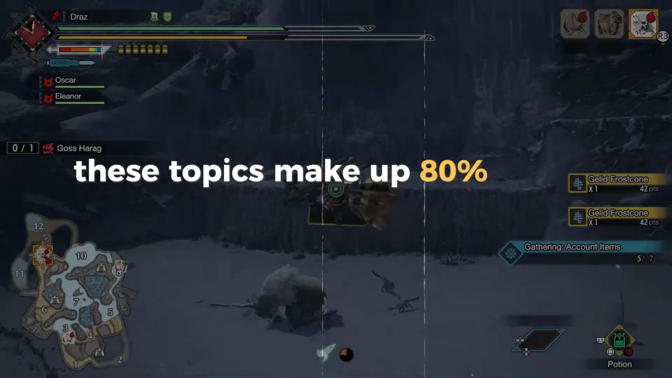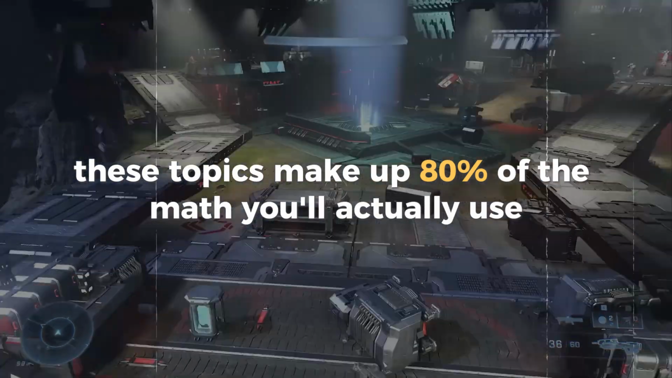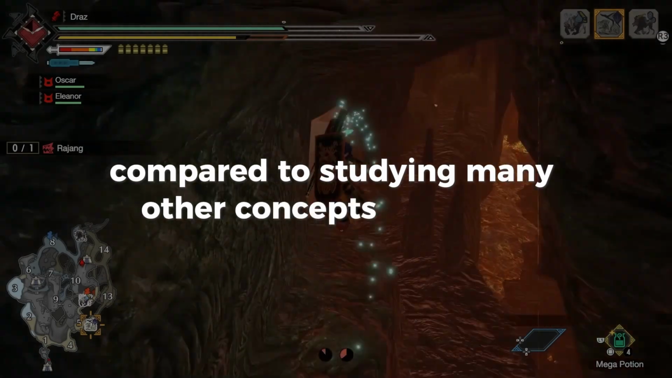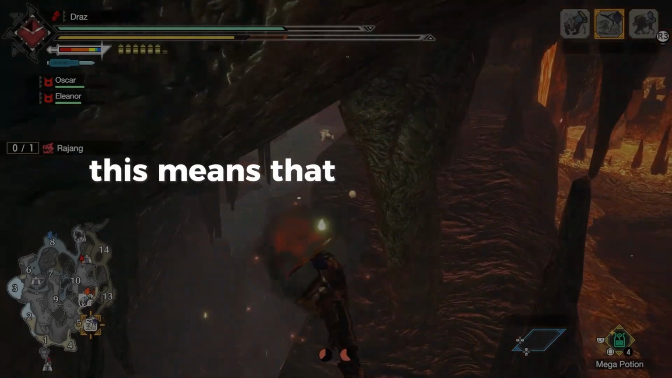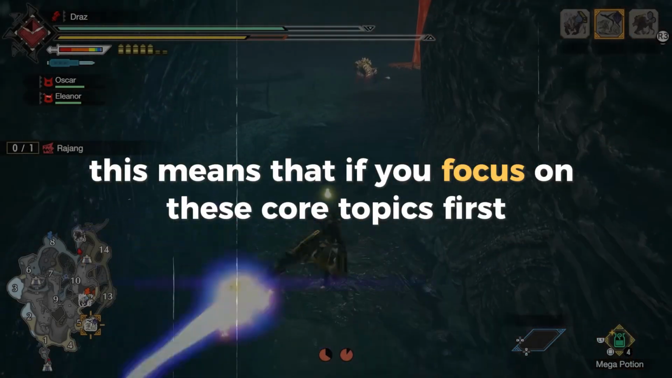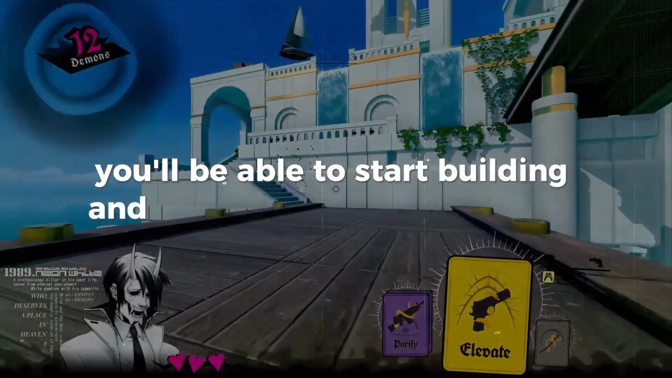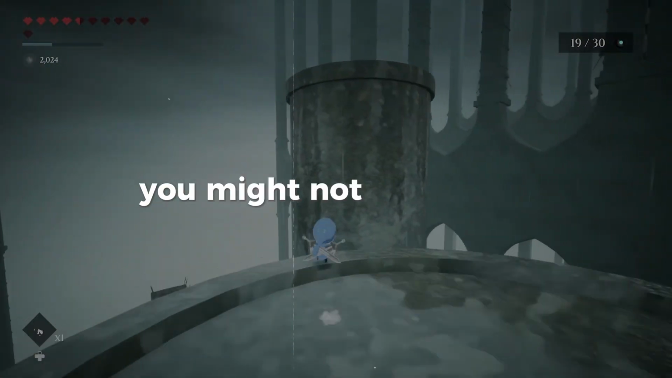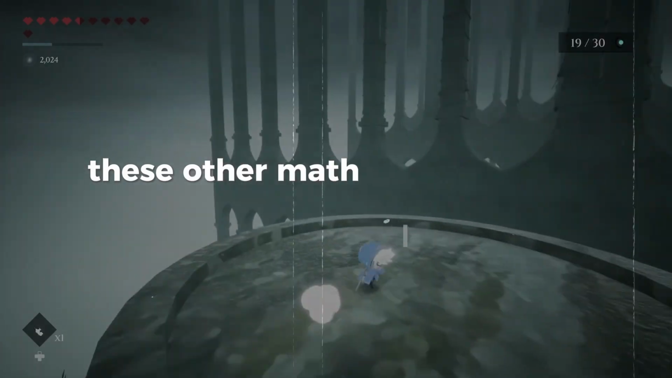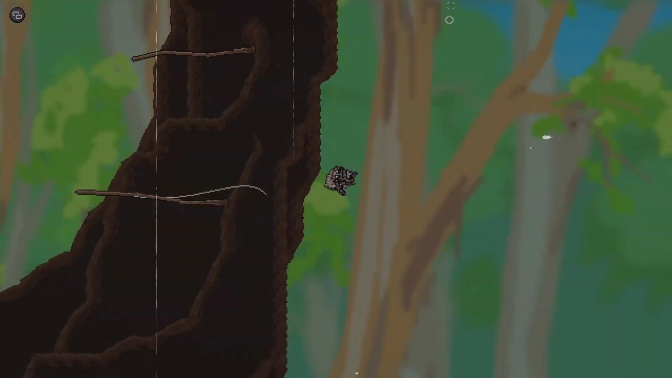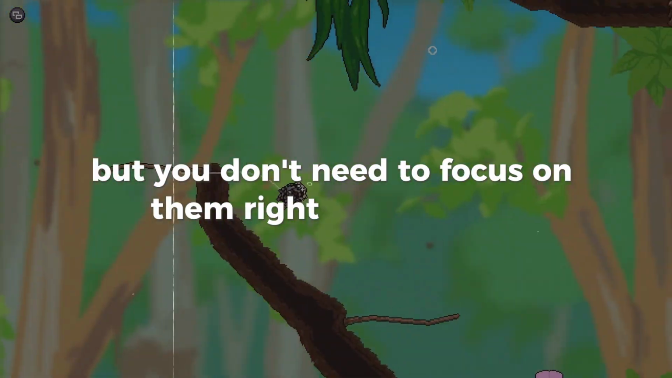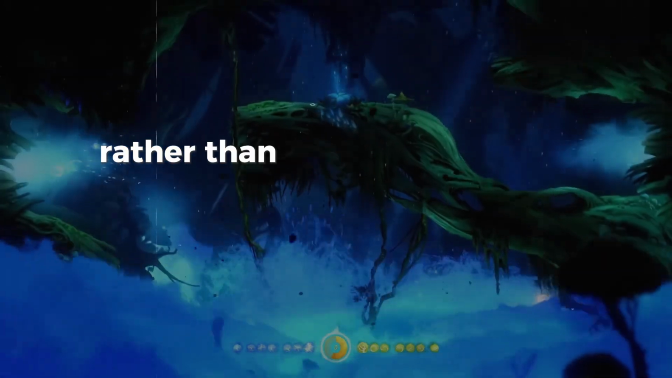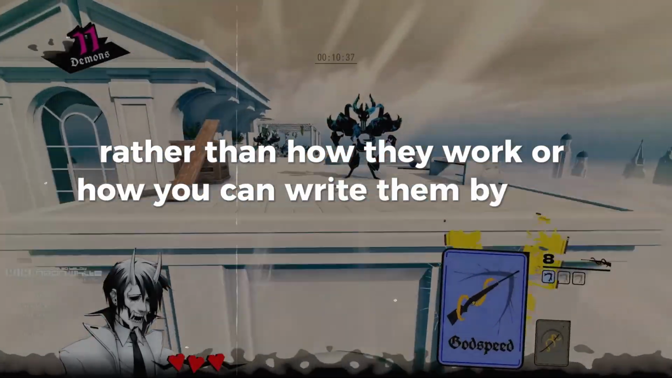These topics make up 80% of the math you'll actually use, and you can learn them in 20% of the time compared to studying many other concepts out there. This means that if you focus on these core topics first, you'll be able to start building and problem solving way faster instead of getting lost in advanced math concepts you might not even need. These other math concepts can definitely be useful, but you don't need to focus on them right now at least, as you can do just fine by knowing how to use them rather than how they work or how you can write them on your own.